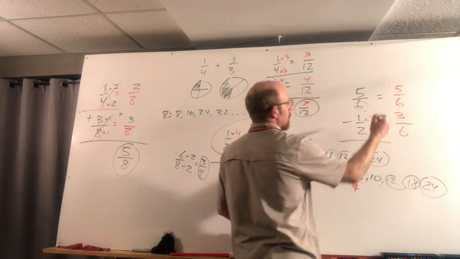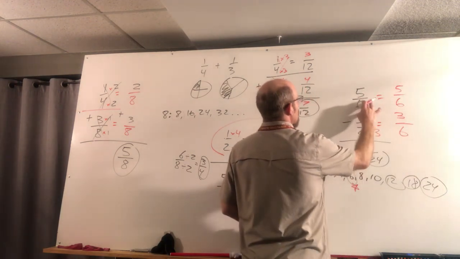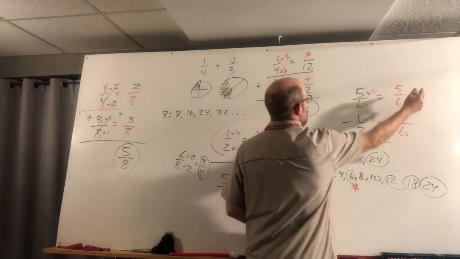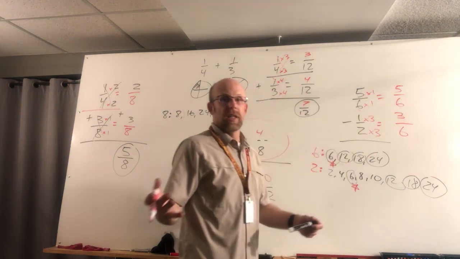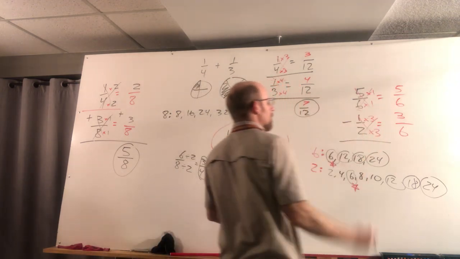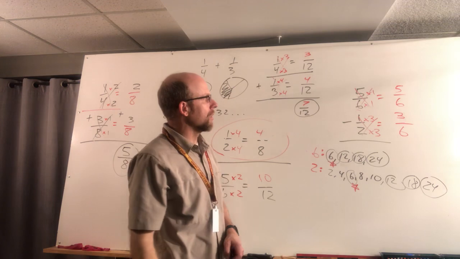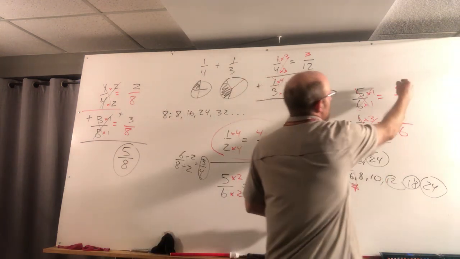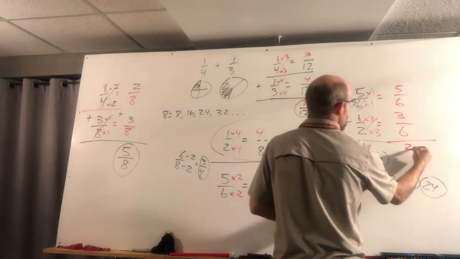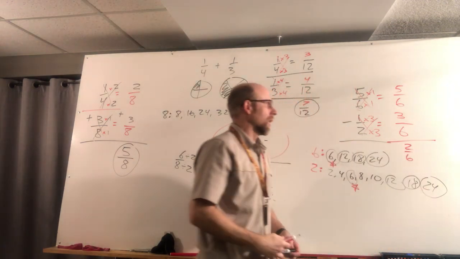But just for the sake of staying in good routines, okay? 6 times 1 is 6. What do I do to the bottom, I do to the top? 5 times 1 is 5, okay? Now I have renamed these fractions, okay? Those names are gone and they have new names. And now I have 5 minus 3 is 2 sixths, okay?